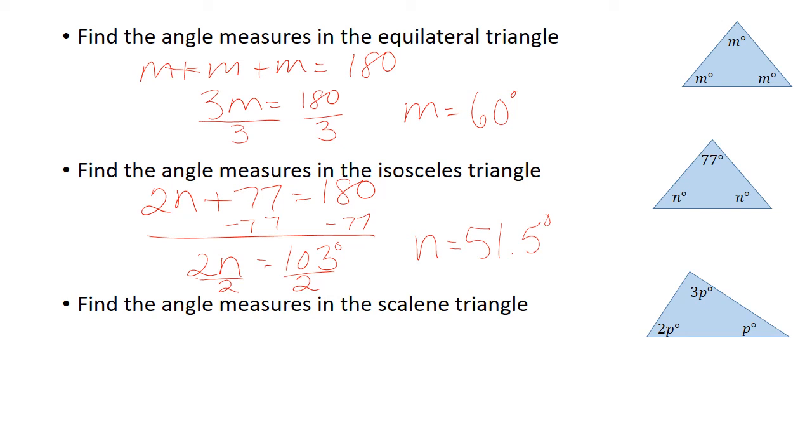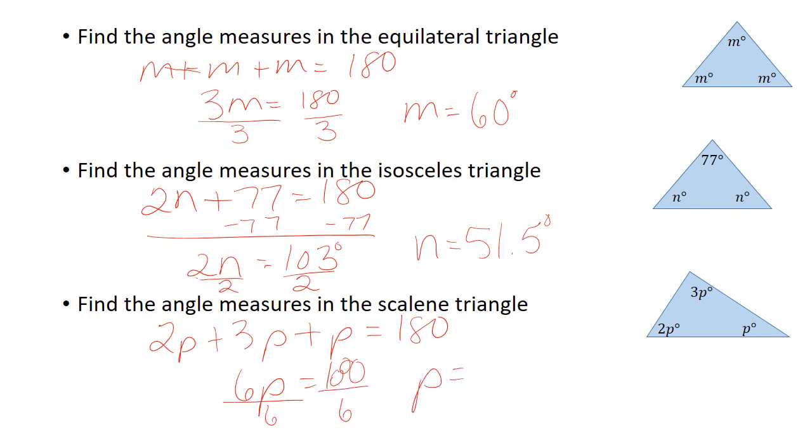Alright, so for this one, we just know the three of them added up together are going to be 180. So we have 2p plus 3p plus p is equal to 180. So how many p's all together do we have? We have 2 and 3 and 1. That gives us 6p equals 180. To get our p alone, we'll divide by 6. And our p is going to be equal to 30.